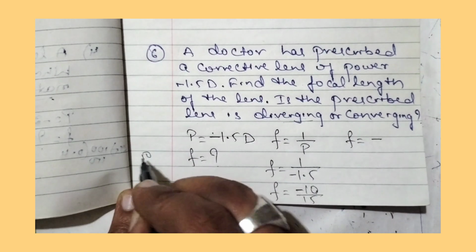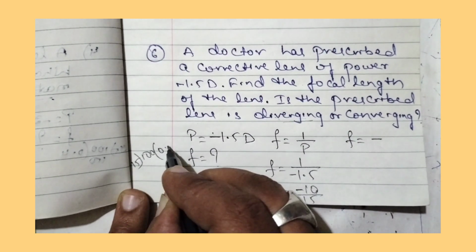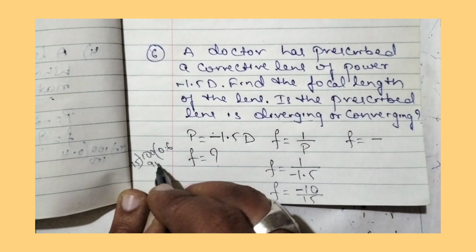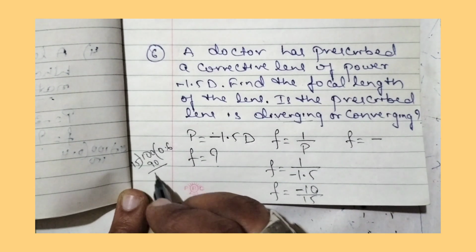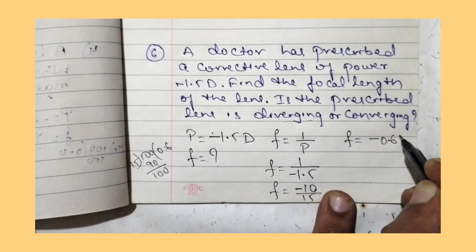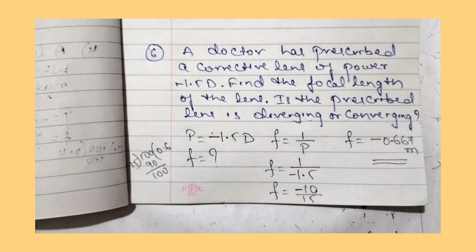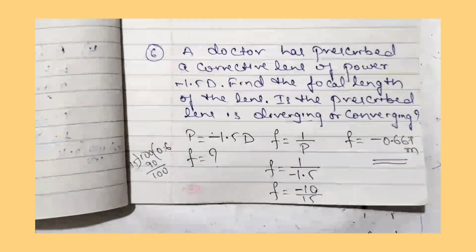Now you divide 10 by 15. So 0.0, 15 sixes are 90. Then it will become 10 again, 100. It will be equal to 0.667 meter. So the focal length will be equal to 0.667 meter. So like this we have to solve the questions related to power of lens.